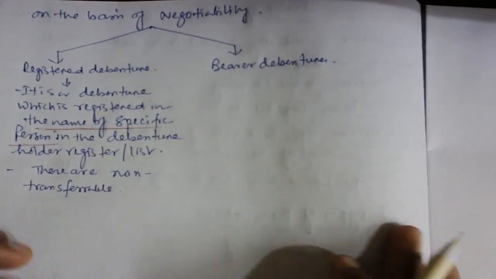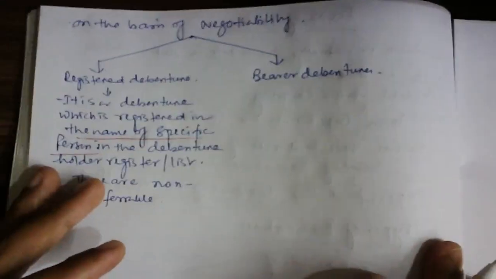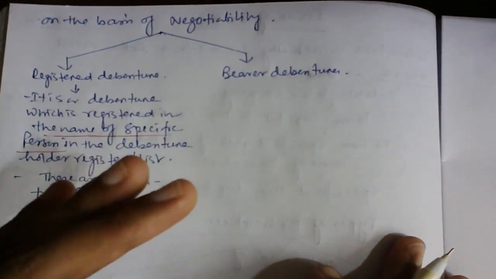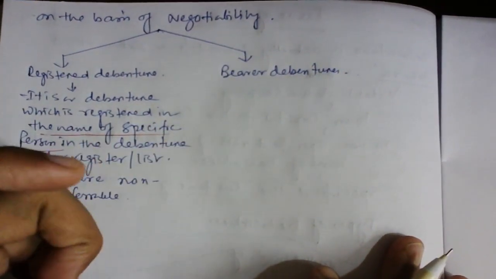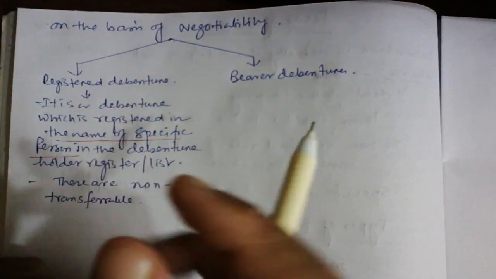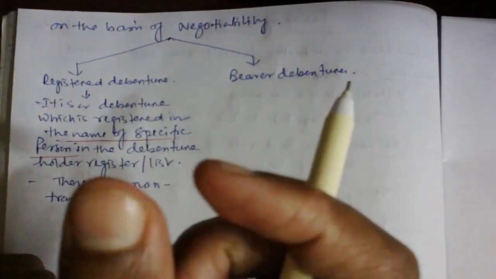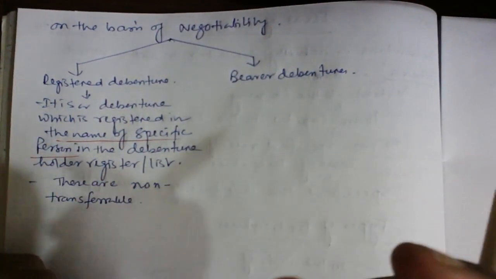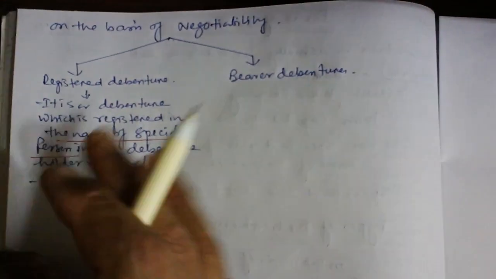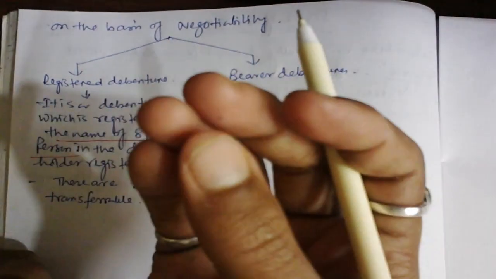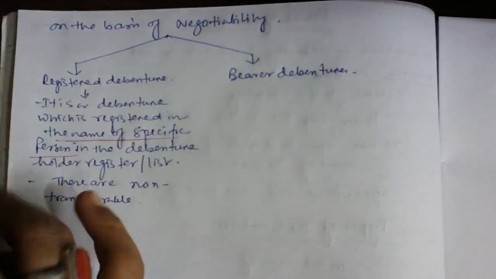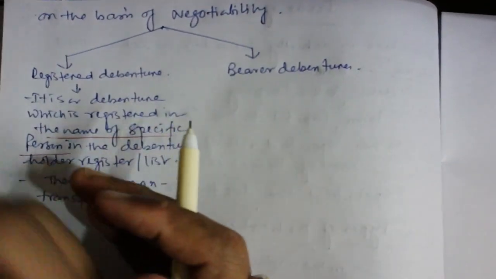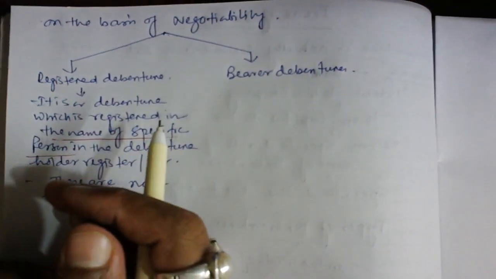In the case of a bearer debenture, you guys have the idea of a cash cheque. A cash cheque means a bearer cheque. If no name is mentioned, or in the very first line it says pay to self, you can easily withdraw the money. So bearer means whoever has the instrument becomes the owner of that particular property or thing.